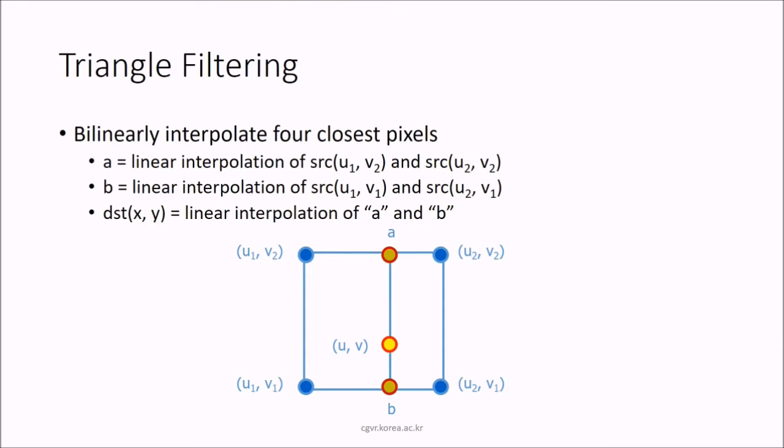In triangle filtering, we bilinearly interpolate the 4 closest pixels. So if these are the pixels, these are the 4 pixels. We bilinearly interpolate these 4 closest pixels. So this is A, this is B. A is the linear interpolation of source U1 V2 and U2 V1, and B is the linear interpolation of U1 V1 and U2 V2. The destination is the linear interpolation of A and B using these 4.